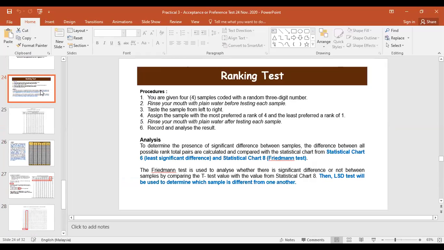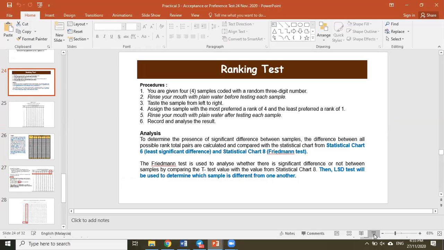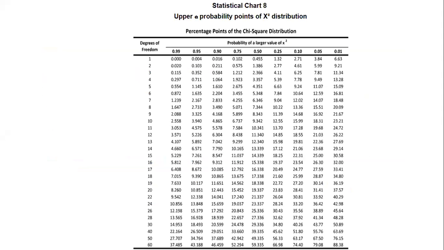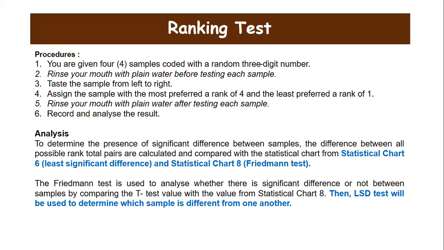Okay, don't forget, we know that the ranking test is one of the sensory evaluation tests classified under preference or acceptance test, and can be used to evaluate the acceptance or preference of a sample. Please remember, under the ranking test, we will use the treatment test. The keyword over there is chi-square, right? On the title of the chart, make sure it is mentioned chi-square.